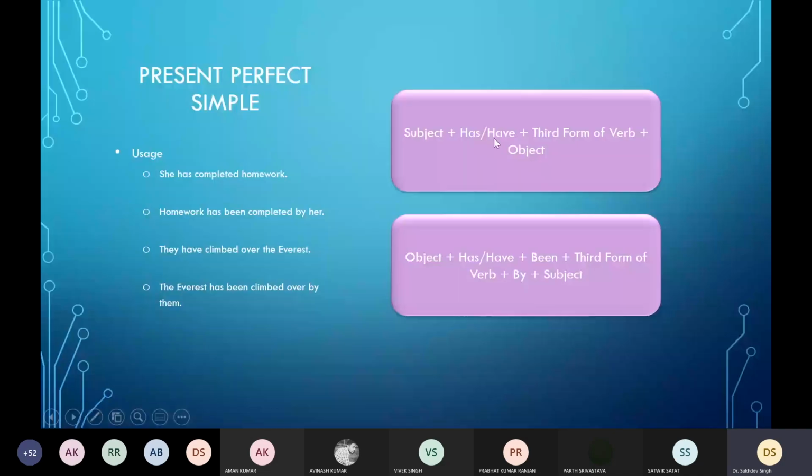Present perfect simple rule: subject plus has or have depending on the subject's plurality or singularity, third form of verb plus object. Then we convert this into passive voice. So the rule for passive voice is we start with the object, then has or have depending on plurality or singularity. Then we add been, third form of verb. Then we add by, and then place the subject.